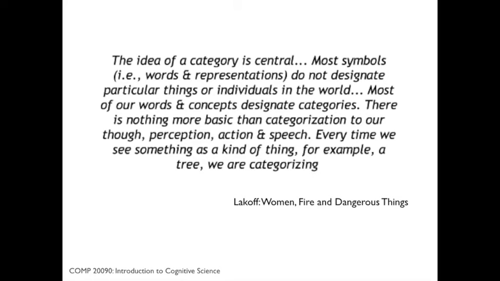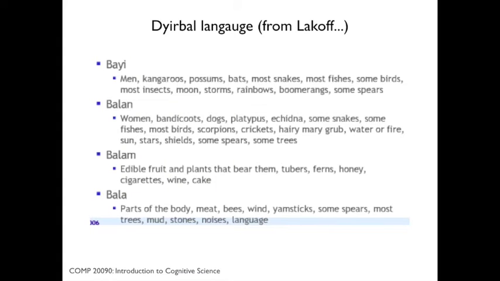If that's not clear to you, let's consider the Djirbal language, which is an Australian Aboriginal language. In this language, there's one category, Bayi, which includes men, kangaroos, possums, bats, most snakes, most fishes, some birds, most insects, moons, storms, rainbows, boomerangs, and some spears. And that's not to be confused with the category of Balan, which includes women, bandicoots, dogs, platypuses, echidnas, some snakes, some fishes, some birds, scorpions, crickets, the hairy mary grub, water or fire, sun, stars, shields, some spears, and some trees. We all clear on this? There will be an exam.